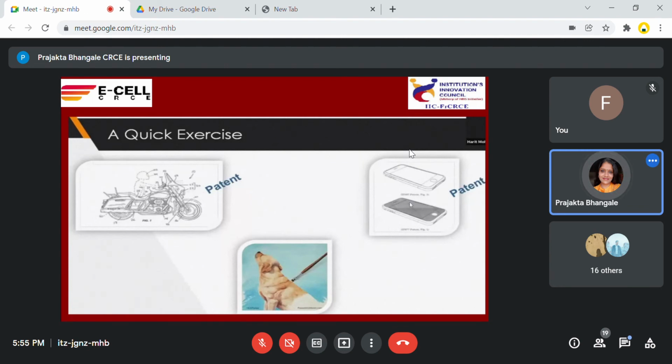In this case, what is that? There is a particular, you can say, mobile phone. Obviously, any new mobile phone that comes, is it going for the copyright or is it going for the patent? It's patent, right? Yes, ma'am. What can you say about this picture? Copyright.